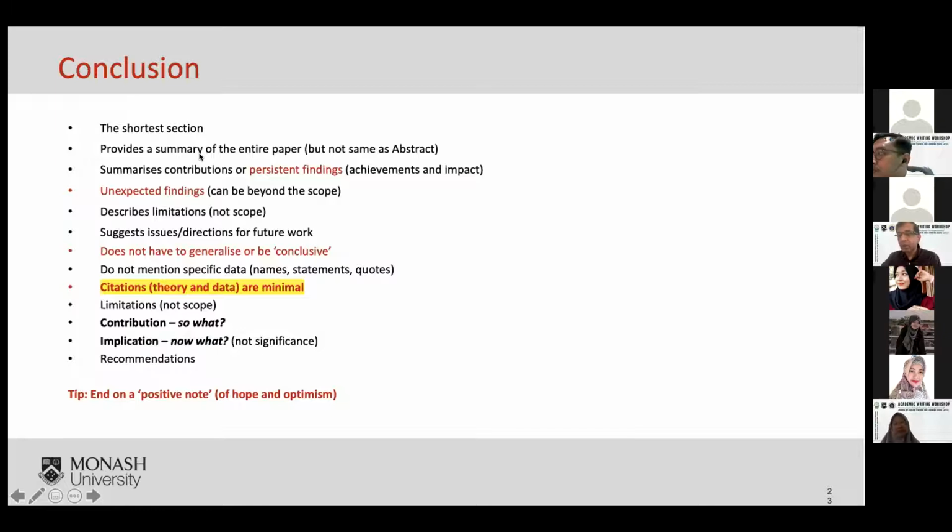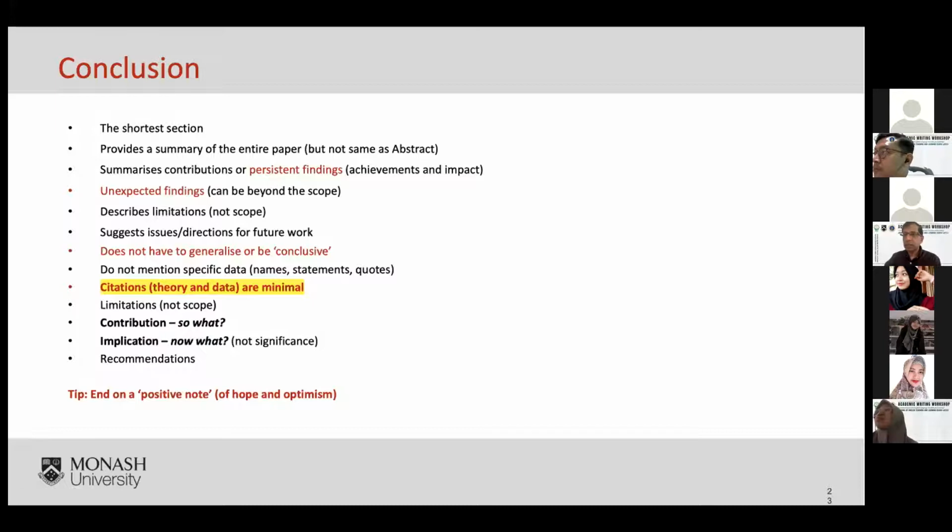Whereas the conclusion is, remember the question, so what? It's mainly about the implications. Okay, so it's not a summary of absolutely everything. For example, although it's a summary, in the conclusion, you don't have to summarize the methodology. No, you don't have to do that. So it's actually not a summary of absolutely everything. It's a summary of the persistent findings, the most important findings.